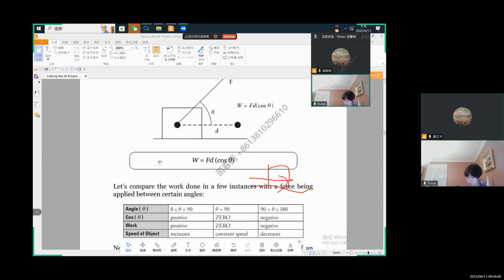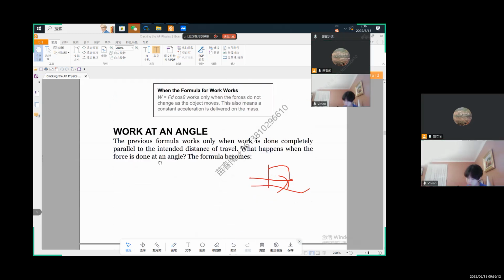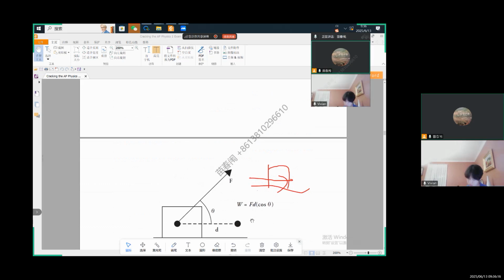Work at angles. If I do it like this, what's the work done? I give it a force F, I move it a distance D, and I have an angle theta. What's the work?